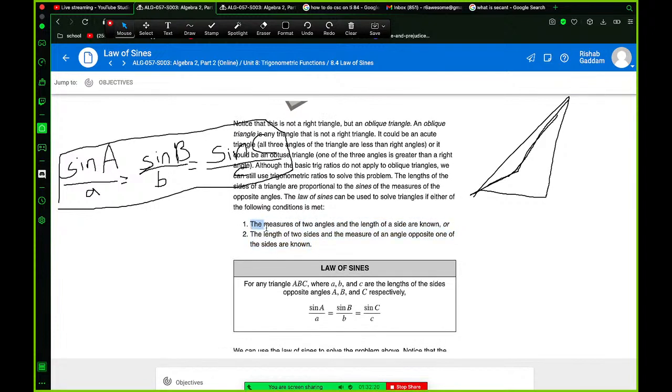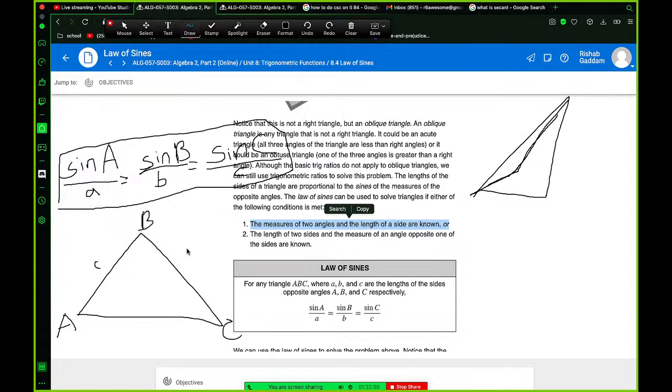So, you use it when the measure of two angles and the length of a side are known, or when the lengths of two sides and the measure of an angle opposite one of the sides are known. So basically, this is what it's trying to say. Let's just draw a sample triangle right here. Let's draw an equilateral triangle. This is A, this is B, this is C. So everybody got it up till this point, right?